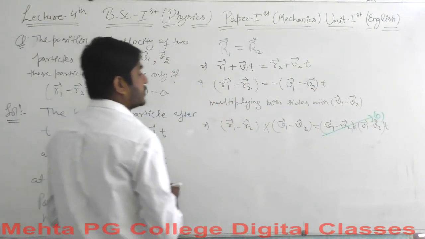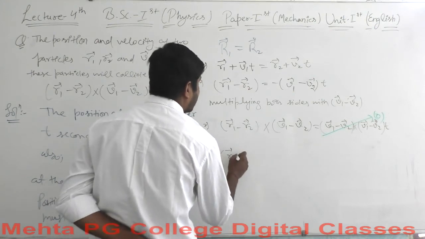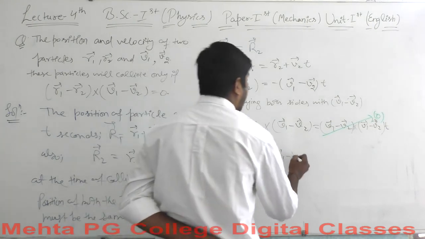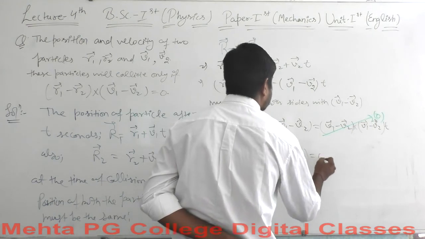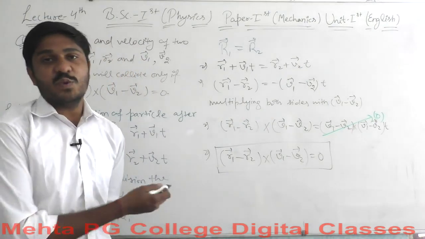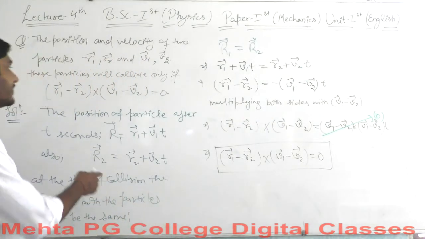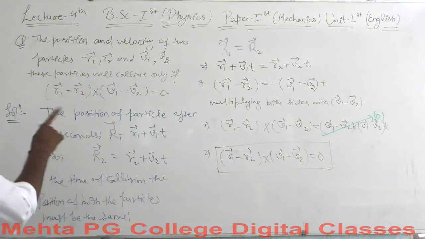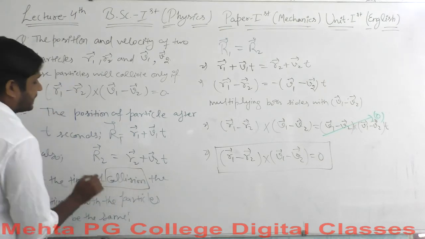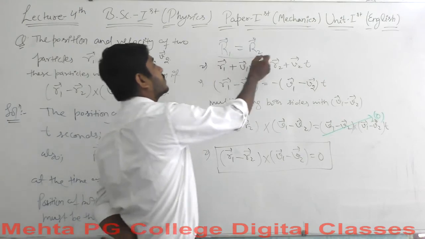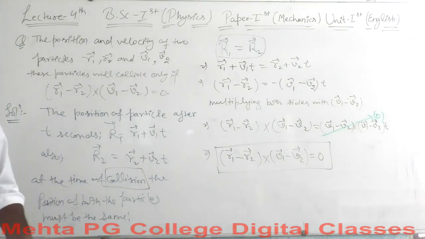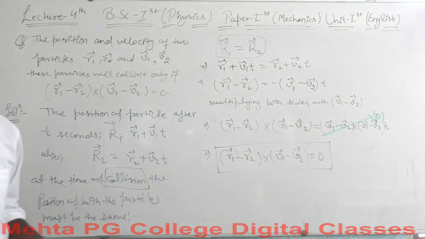Yes, when this value approaches 0, you will end up having r1 vector minus r2 vector cross v1 vector minus v2 vector, and this whole thing will be equal to 0 here. Okay, so this is what it is. This is something that we are subjected to prove at the time of collision. We have assumed that at the time of collision these two position vectors must be the same, and that's why we have proved the quantity here. So this is what we were to prove, and hence we got our result.